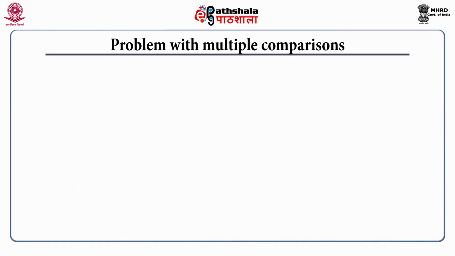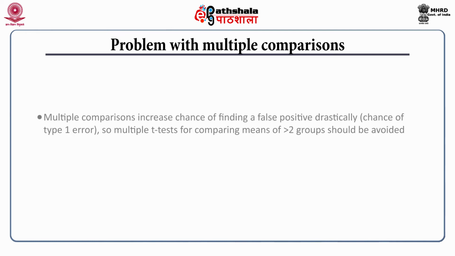So there are multiple problems with multiple comparisons, that is, using multiple t-tests for determining significance if the groups are more than 2. Multiple comparisons increase the chance of finding a false positive drastically, the chance of type 1 error. So multiple t-tests for comparing means of more than 2 groups should be avoided.